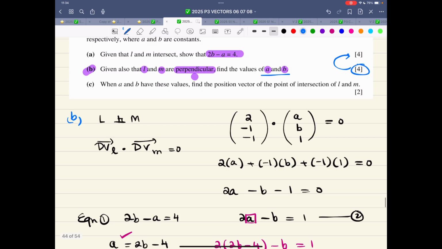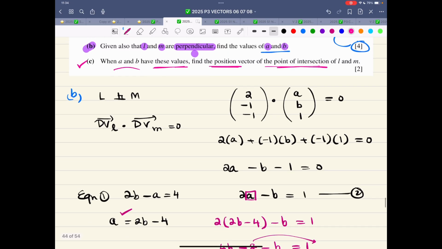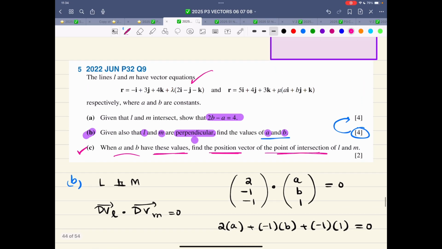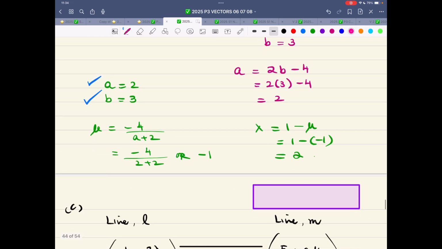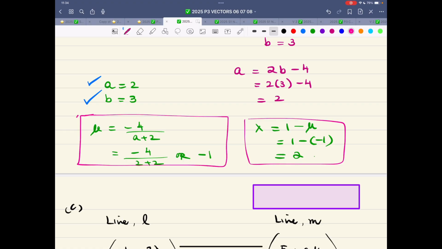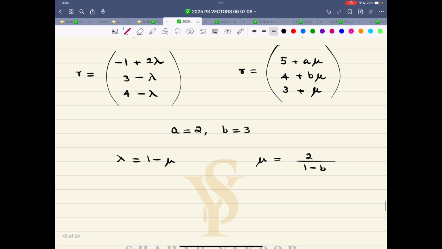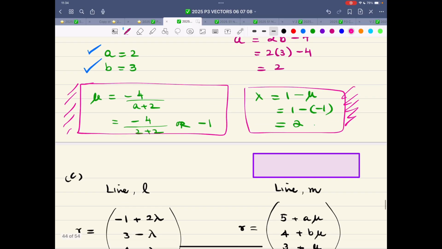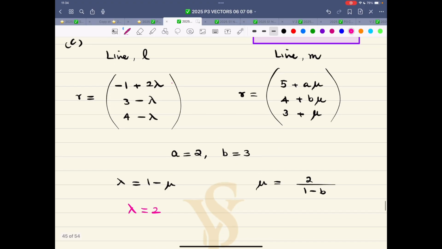And now what's the last thing? The last thing is when A and B have these values, find the position vector of the point of intersection. So the position vector of the point of intersection can either be obtained from here or from here. Over here, you have to plug in A, B, and mu. Over here, you just have to plug in lambda. So I think I've already found lambda. That was my ulterior motive. Based upon A and B, I found mu. I found lambda. So lambda is coming out to be 2. So I'll just plug it in this one.